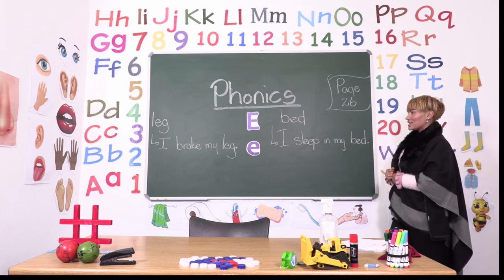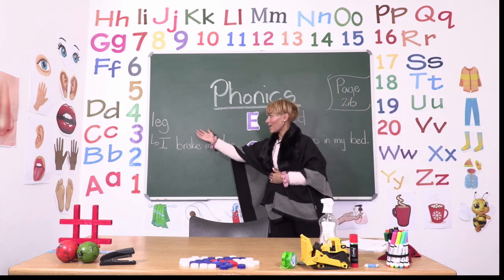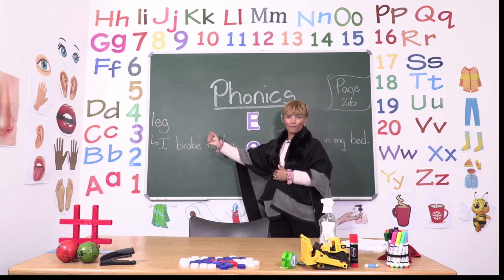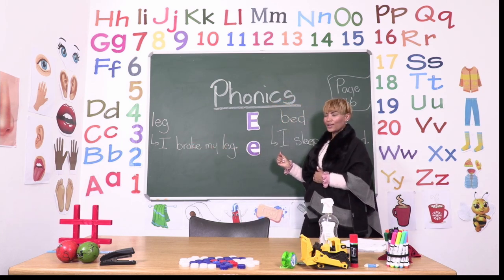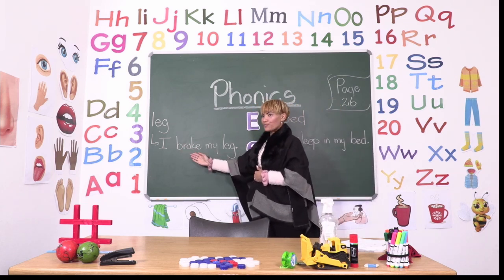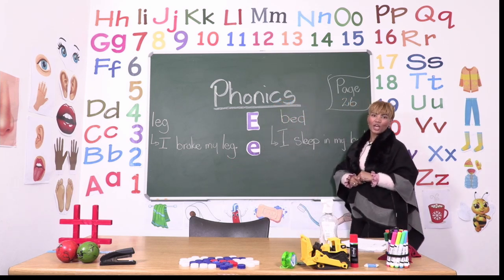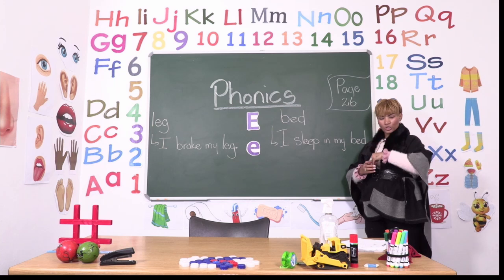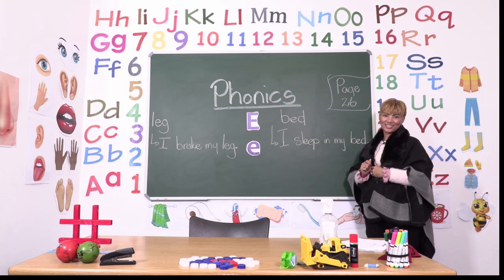Right. The next word that I have used is the word leg. Now what is my sentence? I made a sentence with the word leg. It says, I broke my leg. There we go. So in the next activity, you have to use the words that you have in the top part of this activity, and you have to make your own sentences.